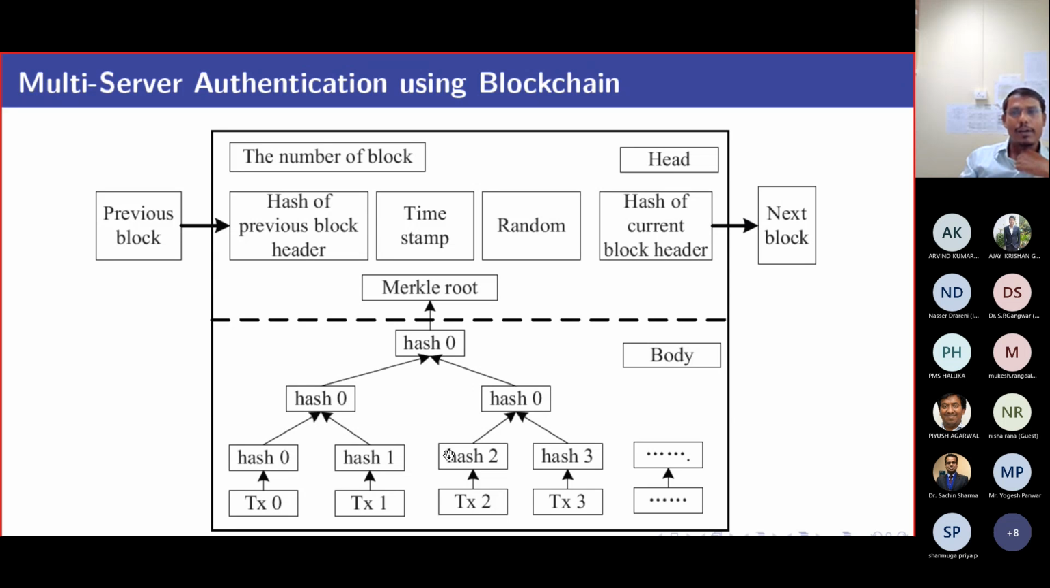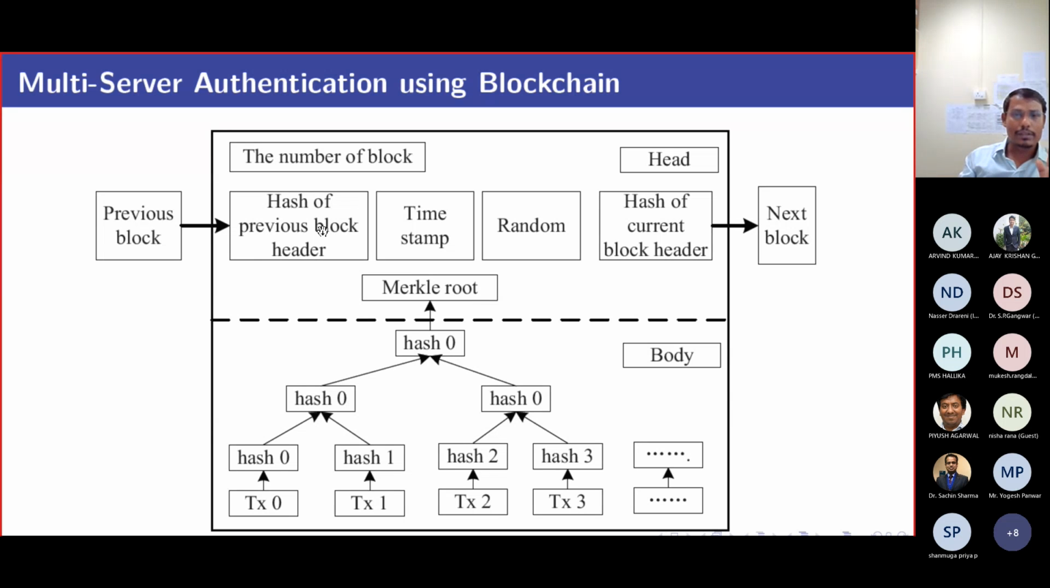So as I said, it is a chain of blocks. What are the things included in the blocks? Here you see a unique identifier, that is the block number. This is the header part. Then the hash of the previous block. You know the hash value.